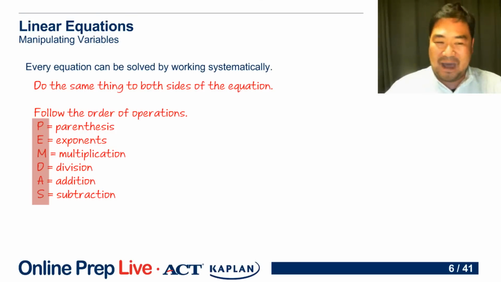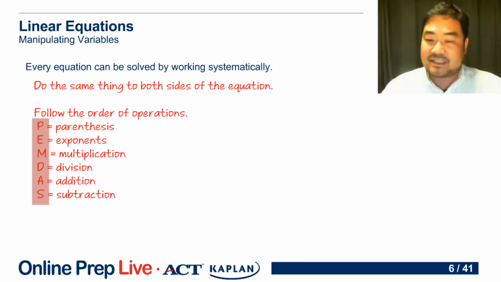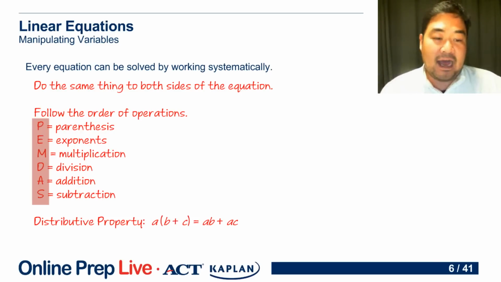But this is the order of operations. Parentheses first, then exponents, then multiplication and division. Remember that those two go together left to right. And then addition and subtraction, those two go together left to right. So that's PEMDAS, just as a quick review.